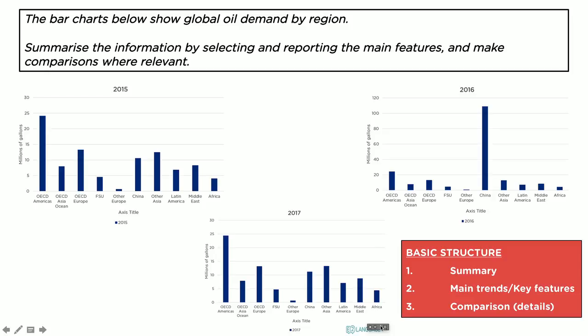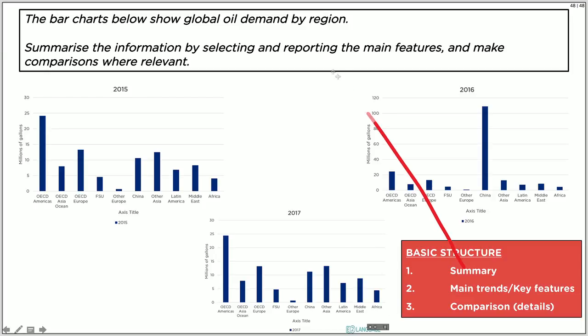How do I write the summary? Summary is fine. I just rewrite that in my own words. Main trends, key features. Well, I'm going to say that these two are almost identical, and that in 2016, China had a massive demand for oil. Okay, that might be my overview. And then in comparison, I'm going to compare some of the countries here. I'm just going to choose some countries, and I'm going to compare them.